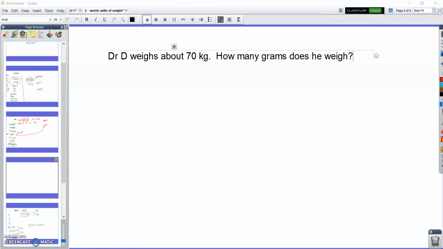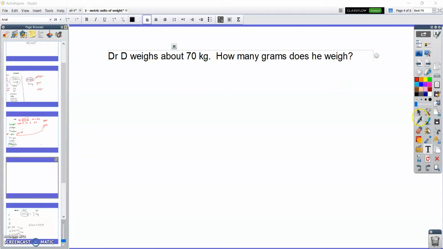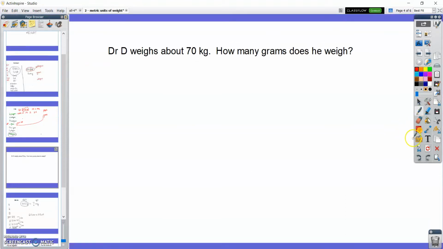So I weigh about 70 kilograms. Like I said, I estimated that. I don't know my exact kilogram weight. How many grams does he weigh? So I told you a gram's like a paper clip, so it's going to be a big number. And you're going to see why you wouldn't want to measure your weight in grams.